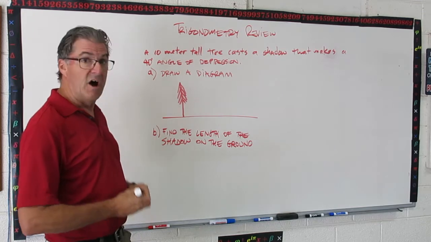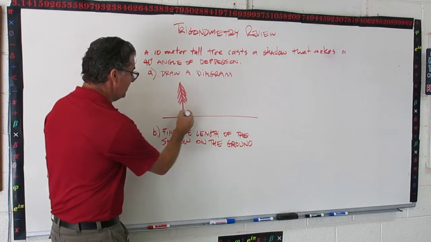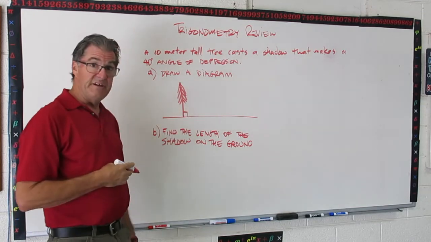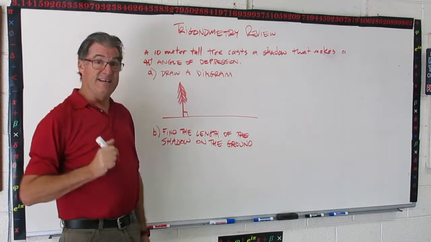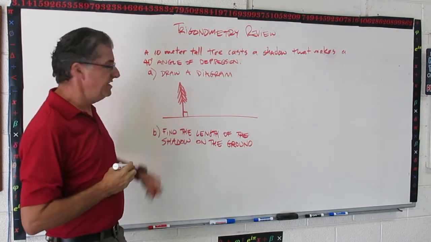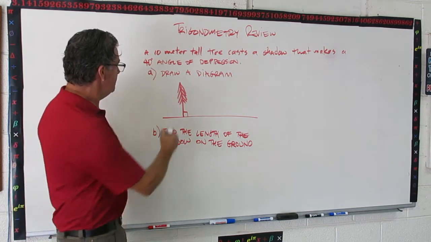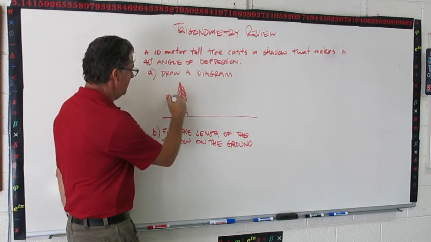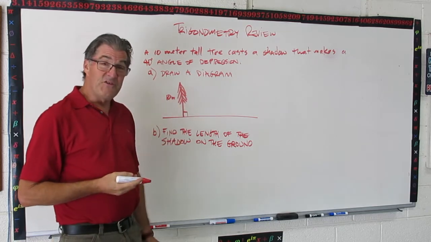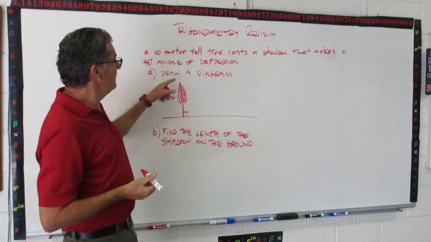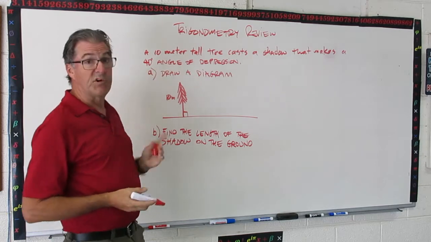Okay, first one. Always assume that anything like a tree or a building or something that goes straight up is indeed straight up and makes a 90-degree angle with the ground. First thing. Second thing, the tree is 10 meters tall. So here we go, 10 meters. The third thing is probably the hardest thing, is to figure out where this angle of depression goes.